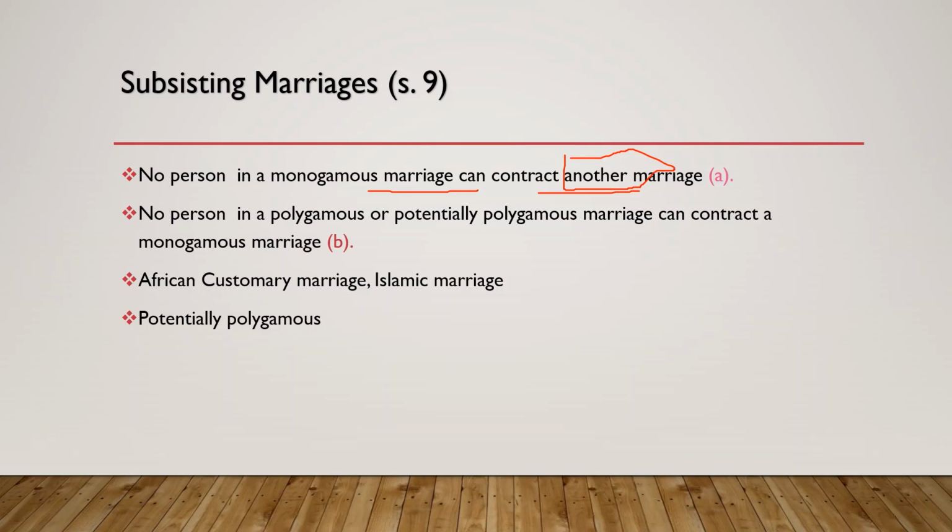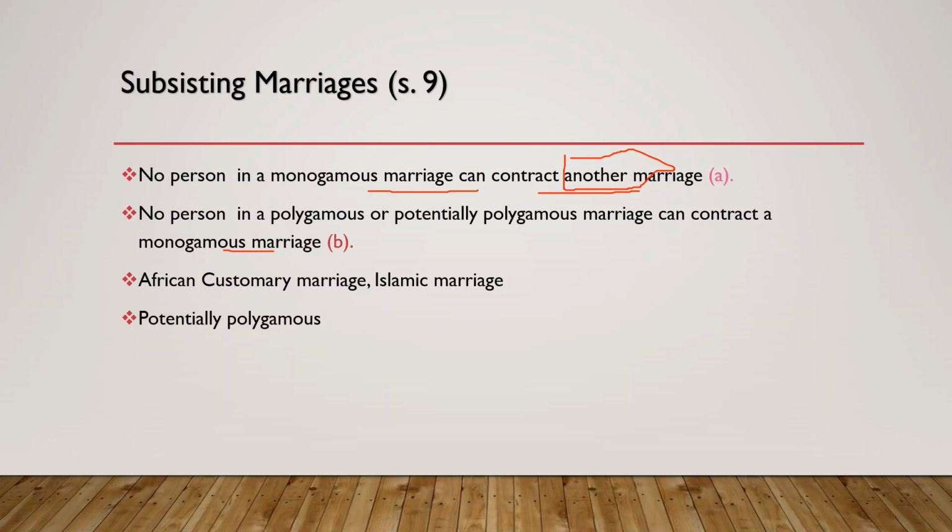Now, remember we talked about situations under which you can change a polygamous or potentially polygamous marriage into a monogamous one, and we had this discussion in the previous slide. But also you need to remember that no person in a polygamous or potentially polygamous marriage can contract a monogamous marriage. So if you already have 3 wives, you can't say then that you're contracting a monogamous marriage. It doesn't even make logical sense.